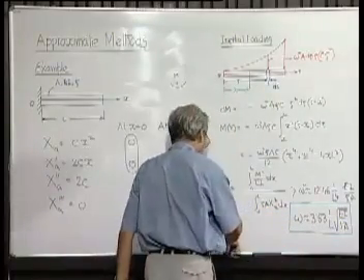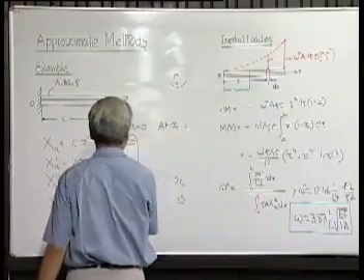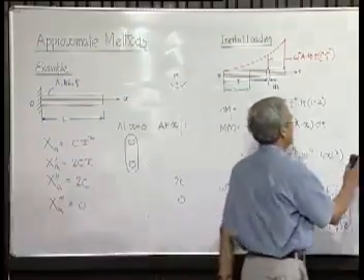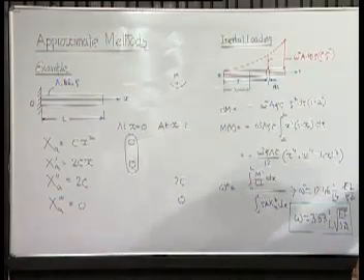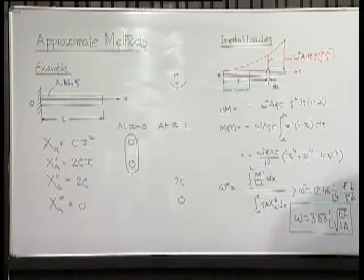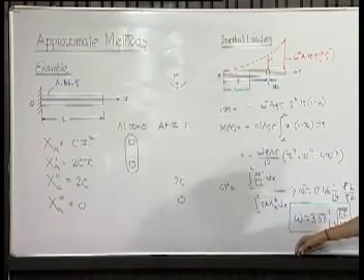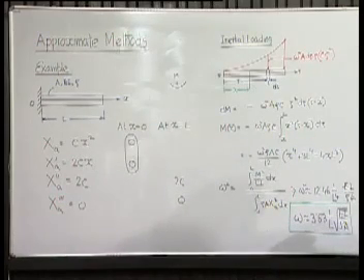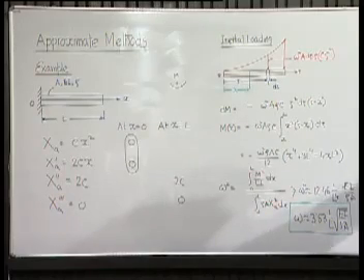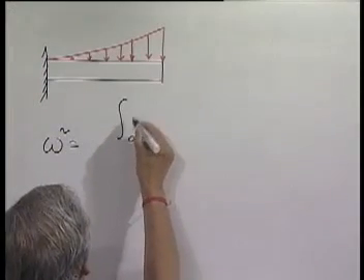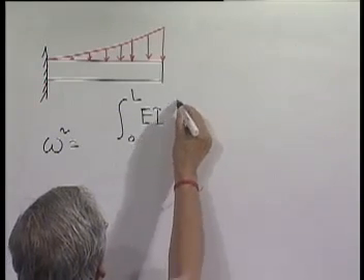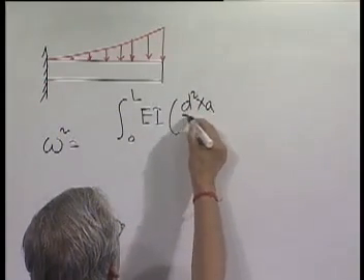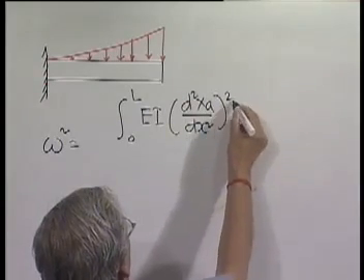Now if we try to find out with the same displacement function x a, just following Rayleigh's method, just by Rayleigh's method if we take, then what we get? Omega square is simply the integral from 0 to L of EI, d2 x a by dx square, whole square.